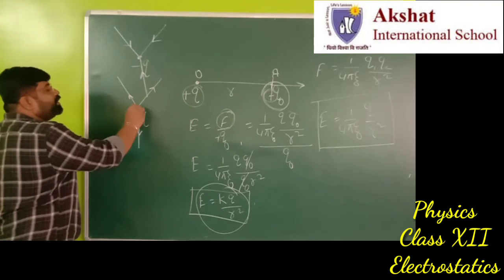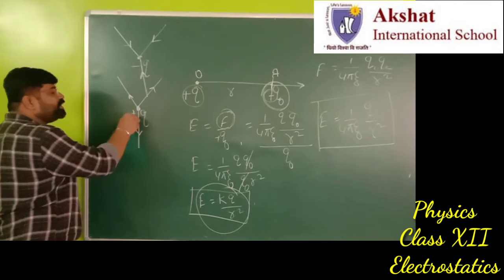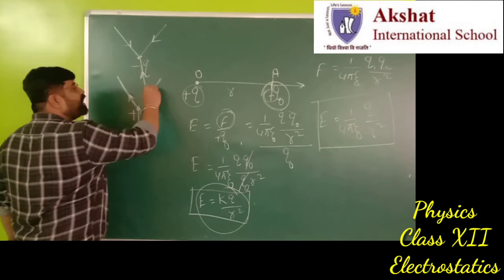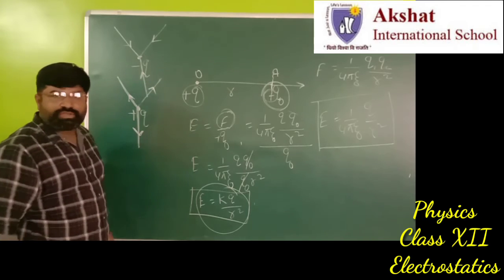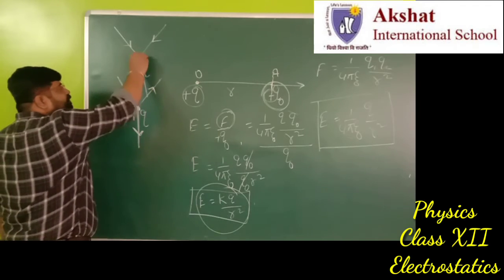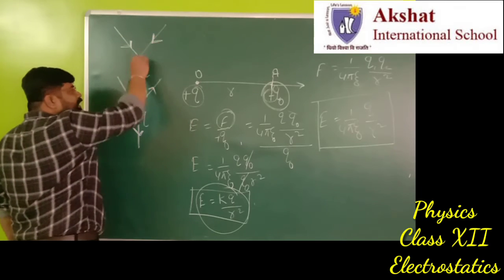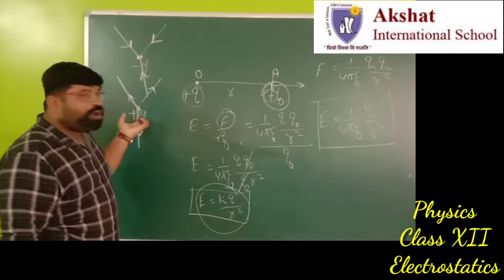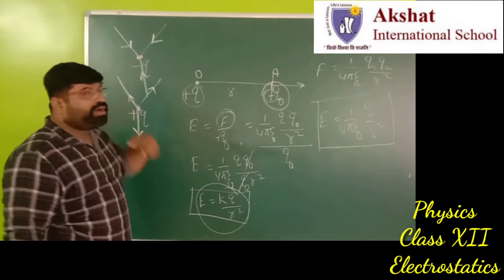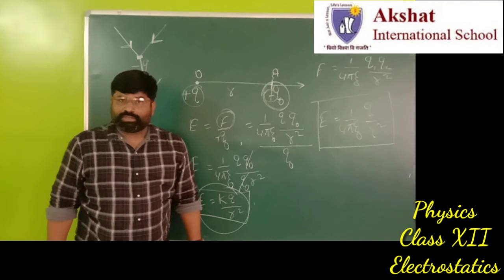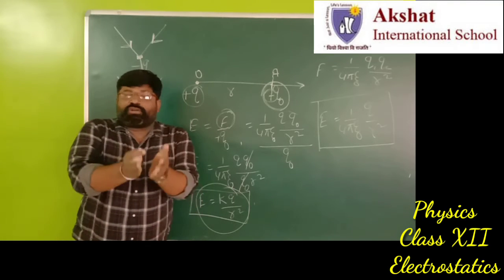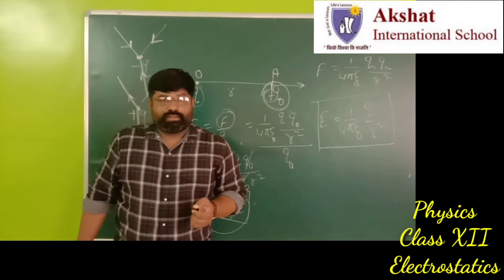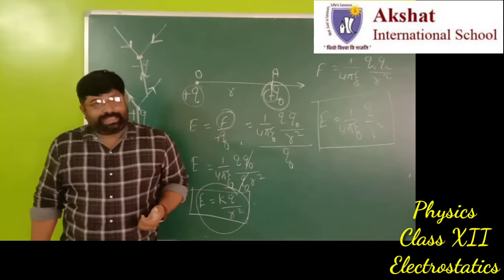Okay, now if I have a positive charge, then the electric field lines originate from that positive charge, and the electric field lines terminate towards the negative charge. That means they originate from a positive charge and they terminate towards the negative charge. Okay, that is the nature of field lines around the individual two charges. This you had studied in class 10th also.